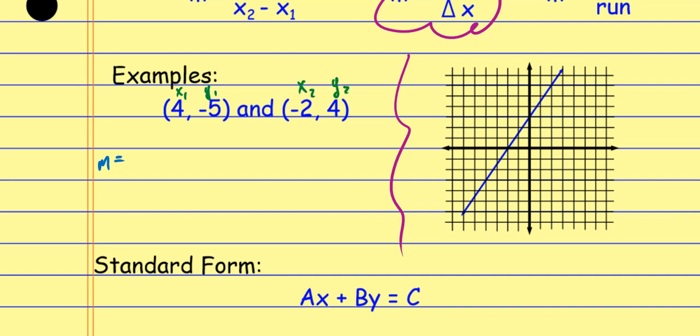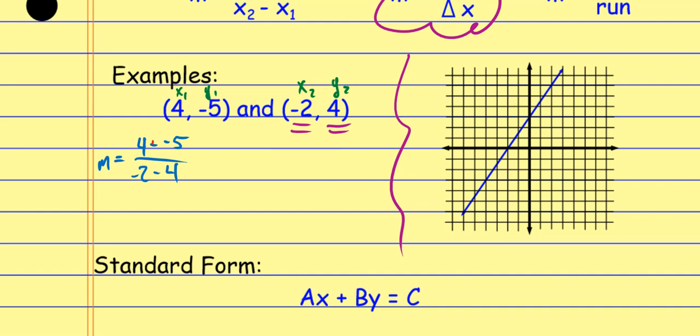And so now as I plug this in, I would just say, okay, this is going to be the 4 minus the negative 5, and be careful with the signs there. Then over the x values, that's negative 2 minus the 4. And again, it's important that we're consistent. Since I started with this y value in the numerator, I have to start with this x value in the denominator. Okay? As long as I'm consistent, I do those in the same order.